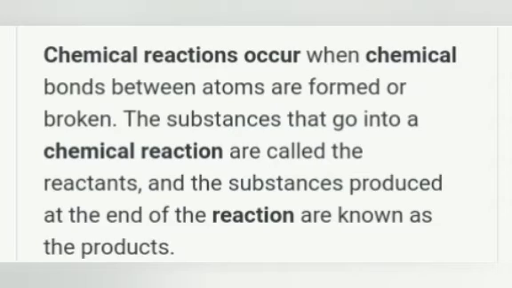Now, chemical reactions occur when chemical bonds between atoms are formed or broken. The substances that go into a chemical reaction are called the reactants, and the substances produced at the end of the reaction are known as the products. Understand the difference between the reactant and the product. Again, the substances that go into a chemical reaction are called the reactants, and the substances produced at the end of the reaction are known as the products.